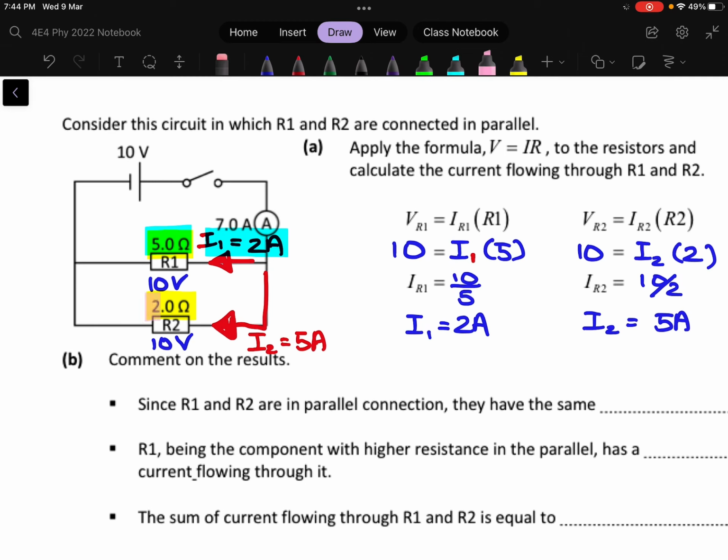And here you see that if you have a low resistance you will get a high current. So bullet point 3 is correct.